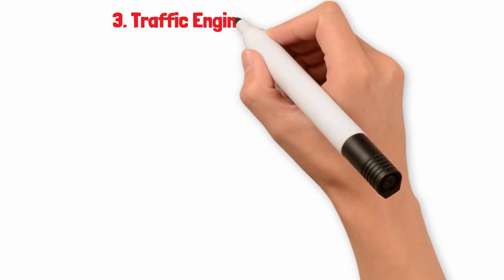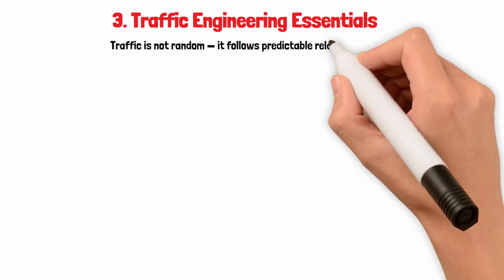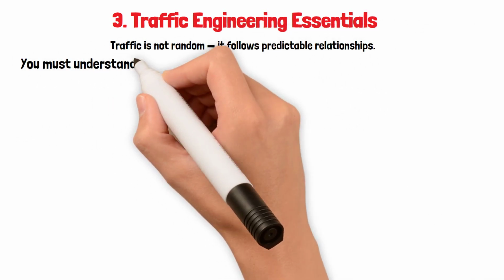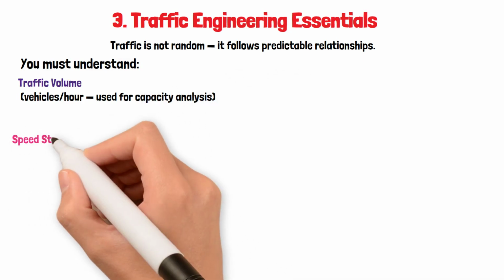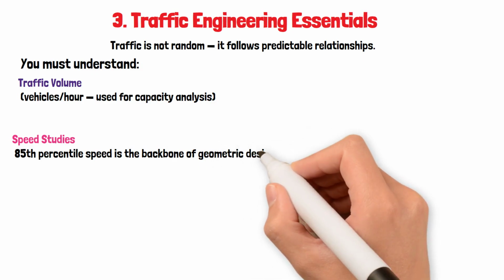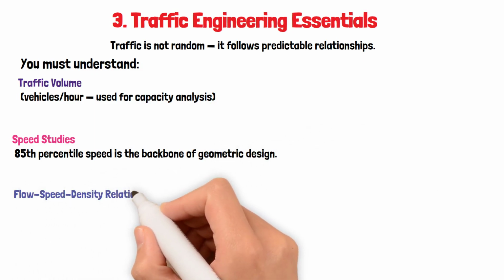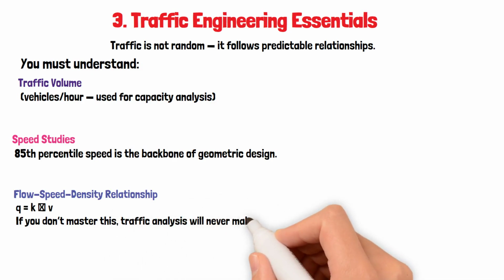3. Traffic engineering essentials. Traffic is not random, it follows predictable relationships. You must understand traffic volume, vehicles per hour, used for capacity analysis. Speed studies: 85th percentile speed is the backbone of geometric design. Flow-speed-density relationship: Q equals K times V. If you don't master this, traffic analysis will never make sense.